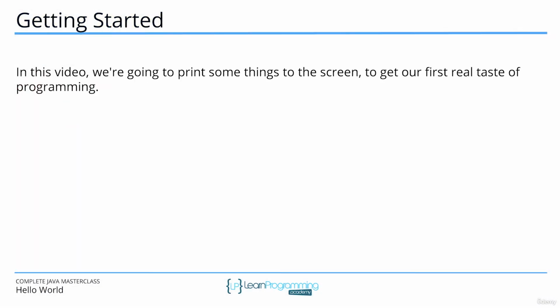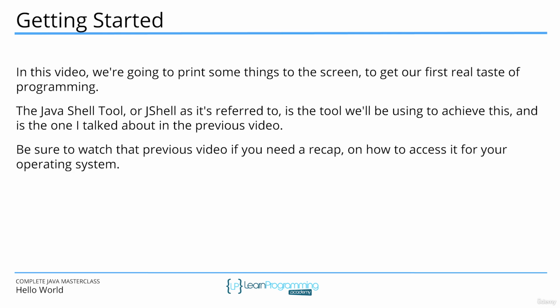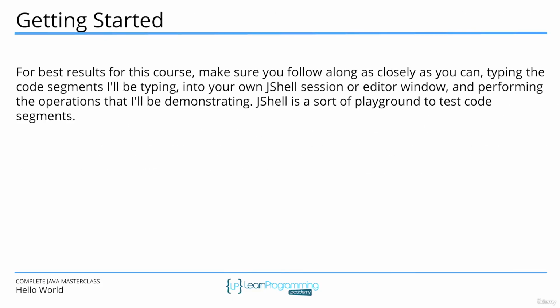In this video, we're going to print some things to the screen to get our first real taste of programming. The Java Shell tool, or JShell as it's referred to, is the tool we'll be using to achieve this, and is the one I talked about in the previous video. Be sure to watch that previous video if you need a recap on how to access it for your operating system. For best results for this course, make sure you follow along as closely as you can, typing the code segments I'll be typing into your own JShell session or editor window and performing the operations that I'll be demonstrating.